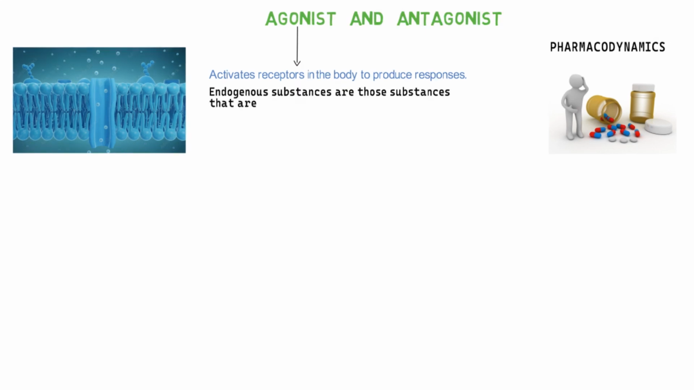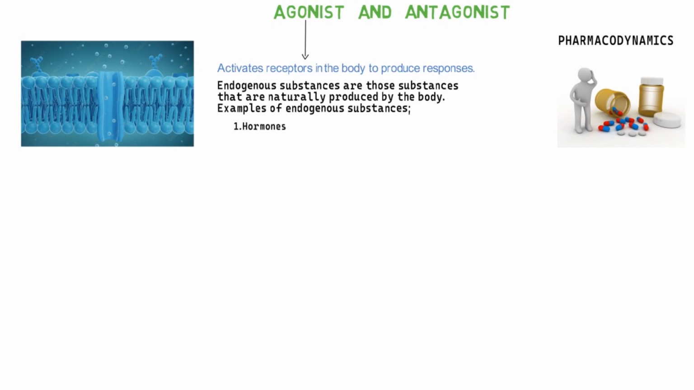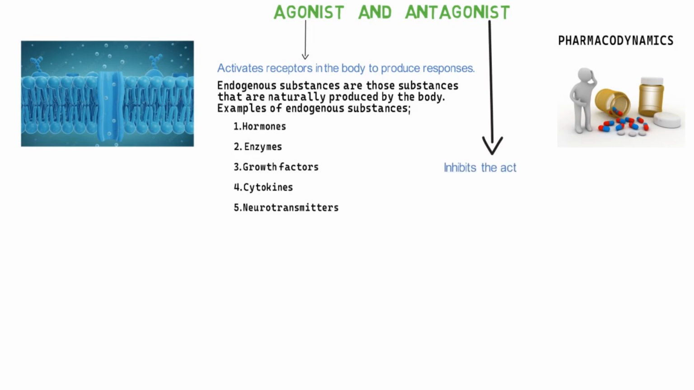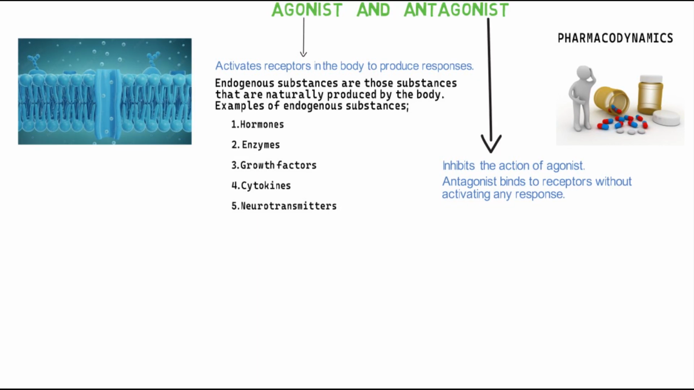So an endogenous substance is a substance that the body naturally produces, like hormones, enzymes, growth factors, cytokines, and even neurotransmitters. On the other hand, an antagonist is a substance that inhibits the action of an agonist, more like it poses an opposition to an agonist. So an antagonist binds to receptors, but it doesn't activate them, like they don't provoke any response.